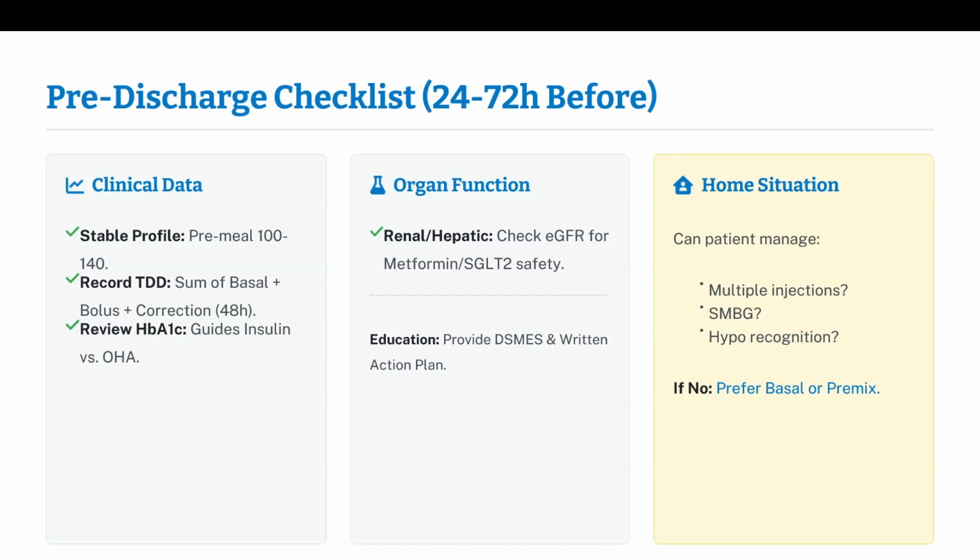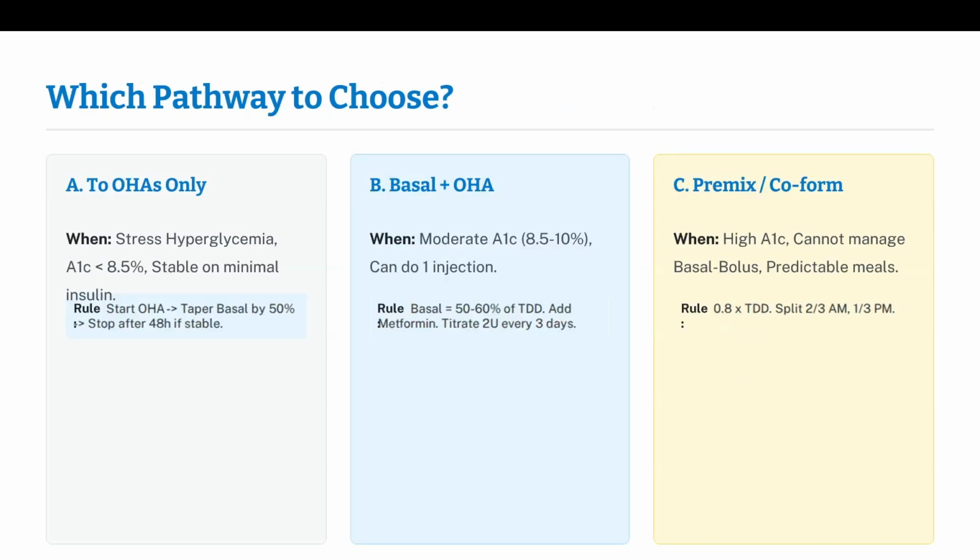Education: always provide a diabetic self-management education program and enroll them in that. Teach about the insulin therapy, the way to inject insulin, the sites of insulin injection, and recognition of hypoglycemia. Ensure a written action plan is provided at discharge. Home situation: can the patient manage multiple injections, check the blood glucose, and recognize hypoglycemia? If these criteria are not met, prefer basal or the premix insulin only and not the basal plus bolus regimen at home.